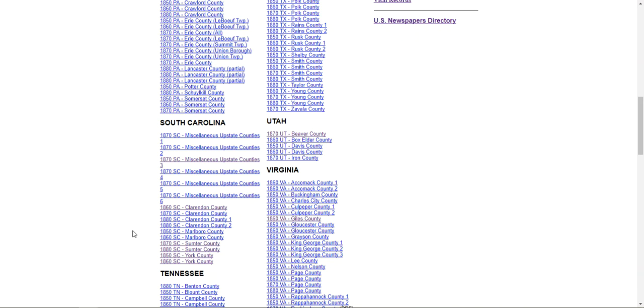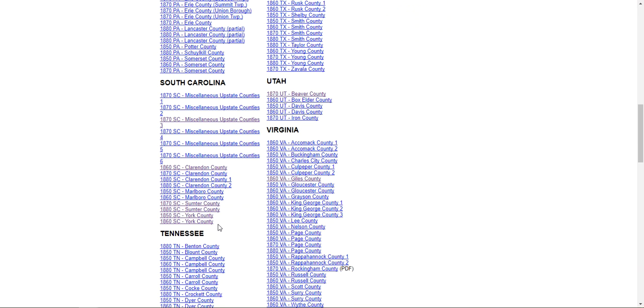Now my family lives in Sumter County, so I did go in and look at those. Very interesting. Like I said, my family is not going to have records there because they moved down there when I was a little girl. But I would like to show you in York County some information. So let's come down to York County, South Carolina, and I'm going to click on this 1850 mortality schedule.